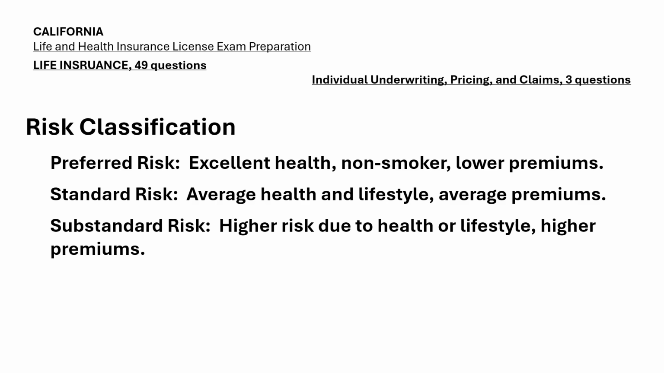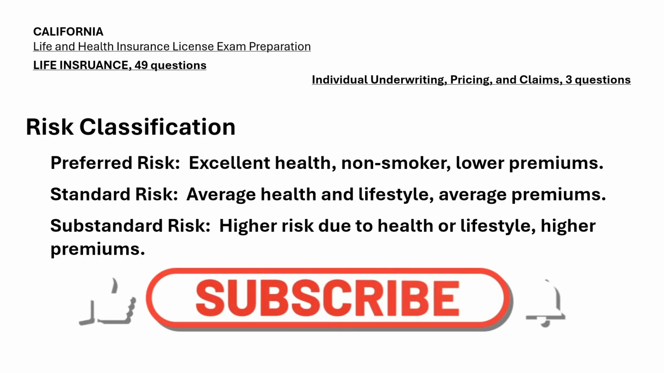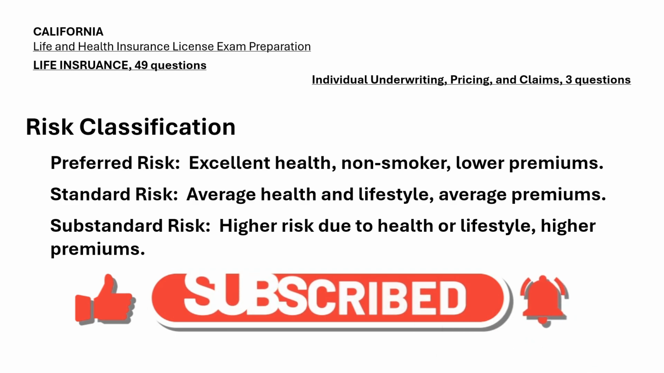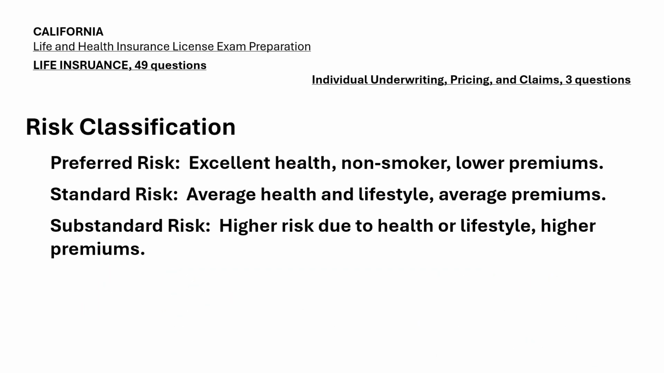The preferred risk category is for individuals in excellent health with low-risk lifestyles, typically leading to lower premiums. Those in standard risk represent the average population in terms of health and lifestyle, and they pay average premiums. Finally, substandard risk is for individuals with higher risks due to medical conditions, smoking, or other factors leading to higher premiums. Understanding these classifications helps clients see how their health and lifestyle choices affect their insurance costs.